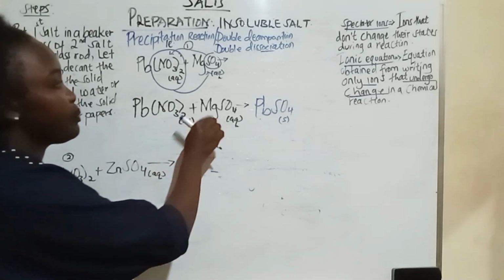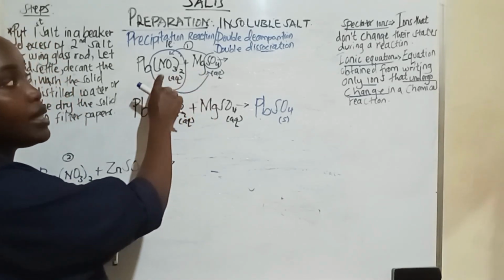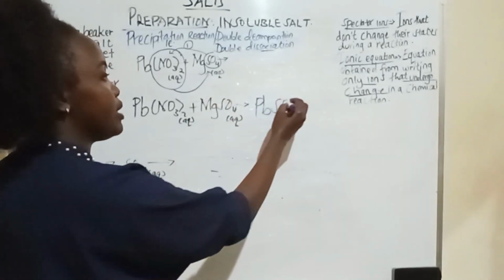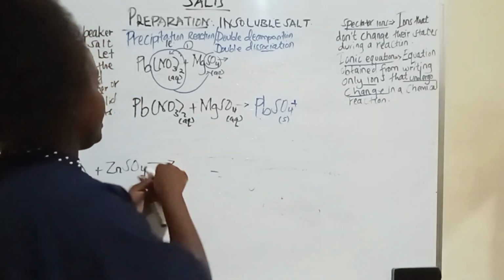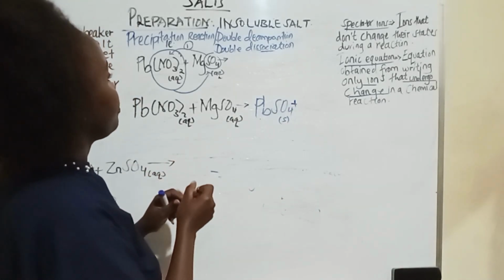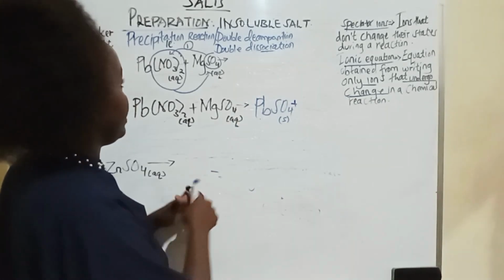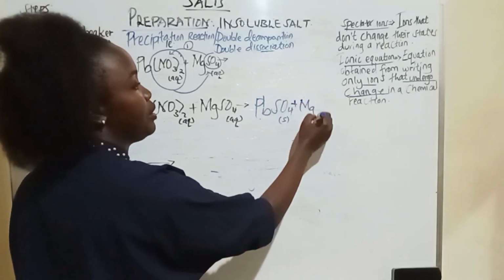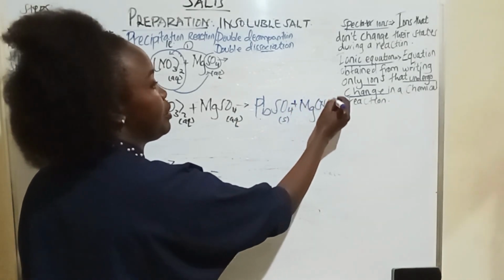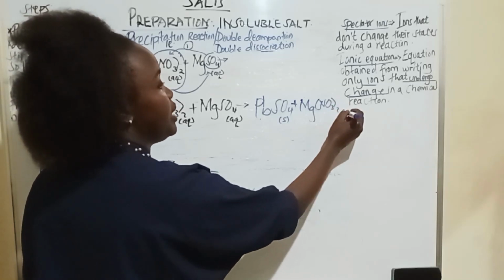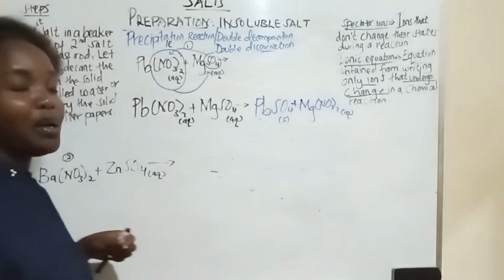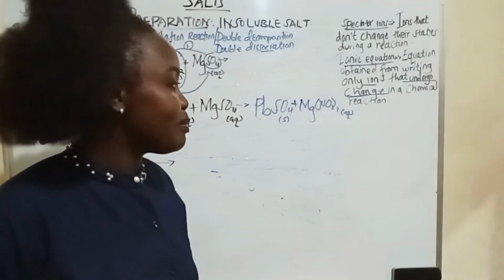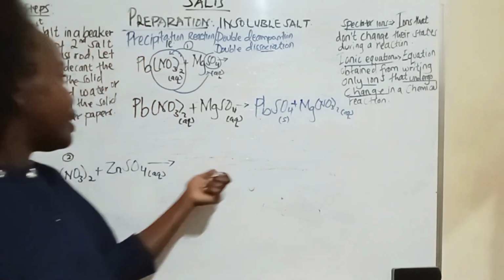Plus magnesium nitrate. Magnesium is going to take this anion. We said they are going to have an exchange of anions. So plus magnesium nitrate. All nitrate salts are soluble, so we are going to write here aqueous because they are soluble. So we come back here.